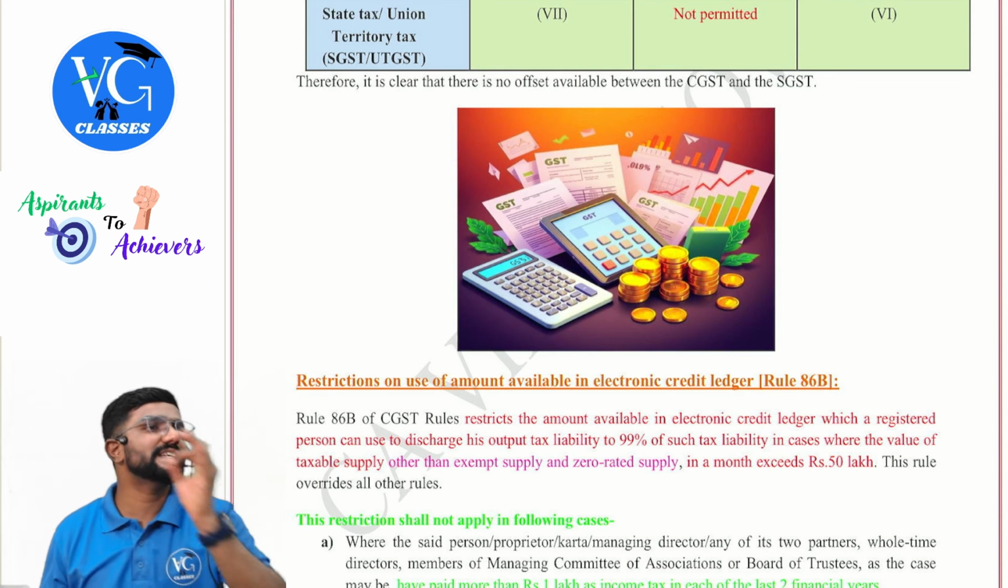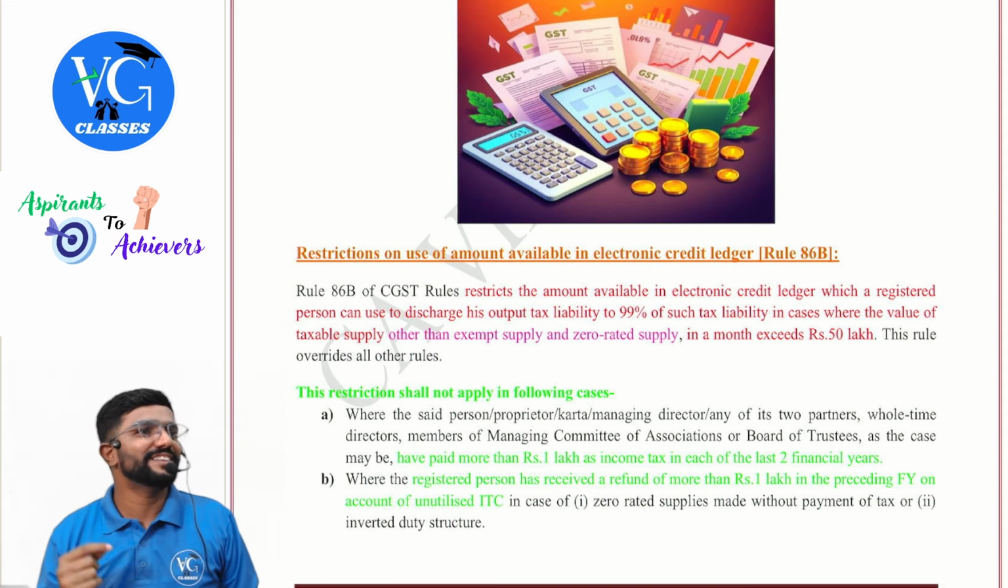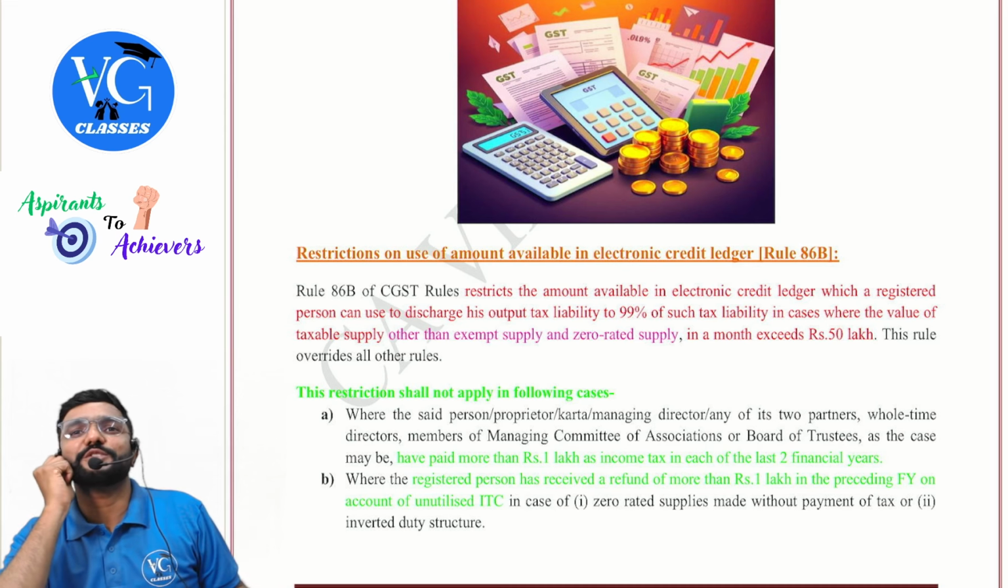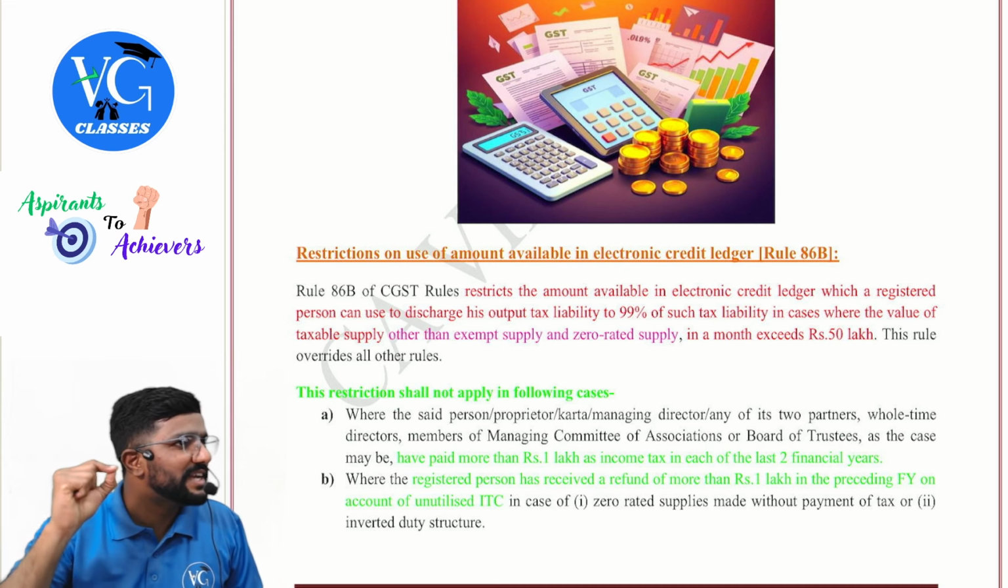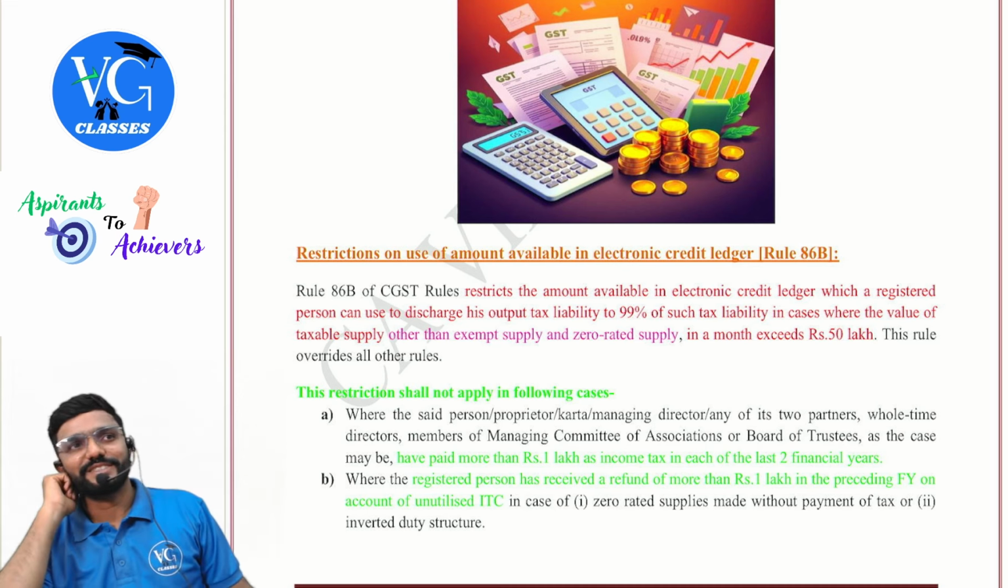Okay. Sir, that means if I have a credit, I can use fully? Yes. But if you're a big supplier, they're telling at least 1% you pay through cash ledger. Sir, when am I called a big supplier, sir? Rule 86B.